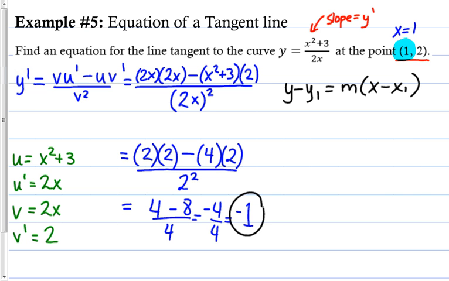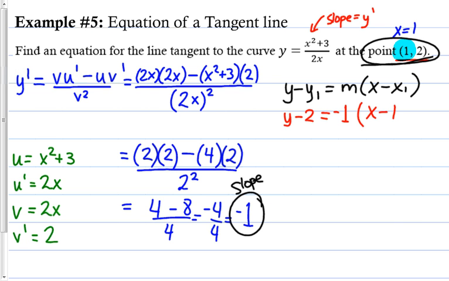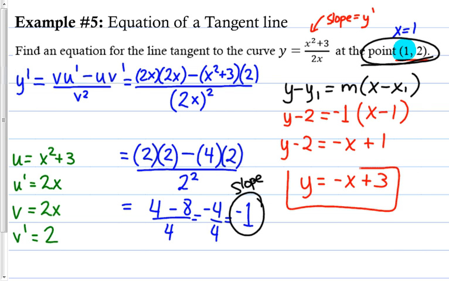Right, that's what this is. The derivative is the slope. And now I can just use my point, right? And I can write the equation. Okay, so y minus 2 equals my slope, which is negative 1, times x minus 1. Okay, distribute the negative 1. I get y minus 2 equals negative x plus 1. And then add 2 to both sides. I get y equals negative x plus 3. And here's the equation of the tangent.